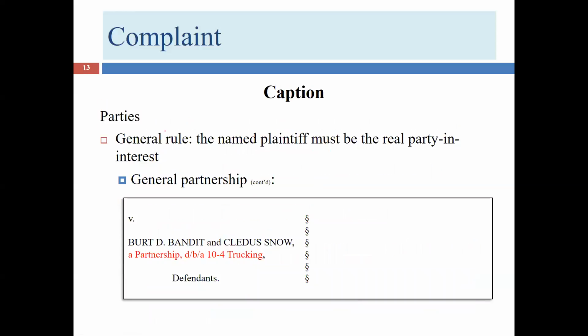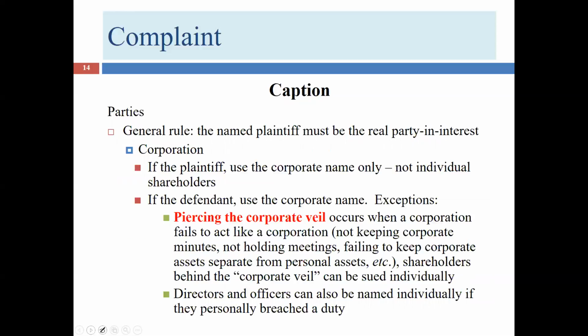So here we have the general partnership example. We have Bert T. Bandit and Cletus Snow, a partnership doing business as 10-4 Trucking, defendants. So in this case, the plaintiff wants to be able to collect against the partnership, but also collect against the personal assets of Bandit and the personal assets of Snow. Obviously, that's the smartest strategy. You're increasing the size of your potential recovery, and so that's a smart idea going forward. So we're still focusing upon suing the real party in interest.